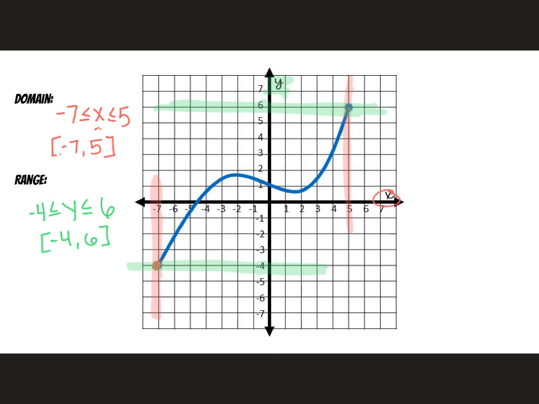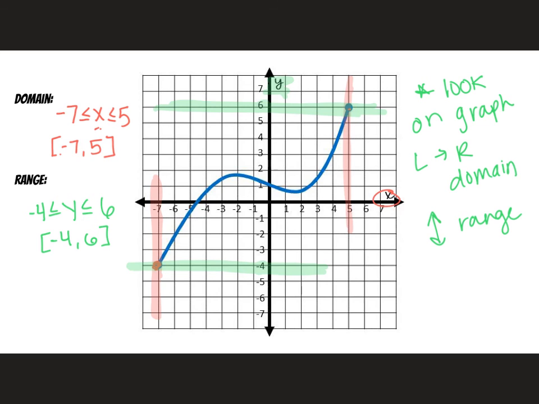So what you really want to do here, the tip or the key, is you want to look on your graph. You're going to go left to right for domain, and then you're going to go up and down for range, and you're just going to look for those stopping points or those parameters.